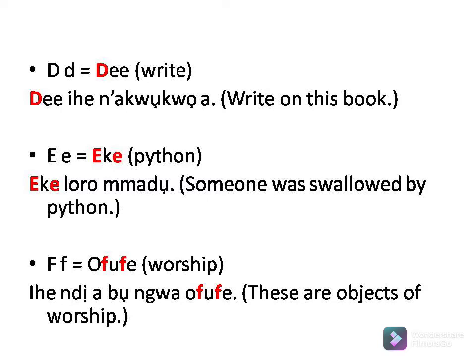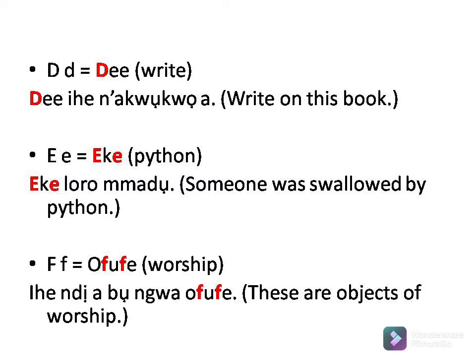The next one is the letter E. And you can find it in a word like eke, which means python. Now let's look at it in a sentence. Eke loro mmadụ, which means someone was swallowed by a python. The next letter is the letter F, the F in English language. And you can find it in a word like ofufe. Ofufe means worship.